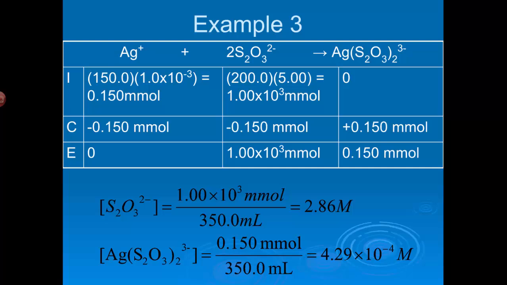So the concentration of S2O3 2 minus at equilibrium, 1.0 times 10 to the 3rd millimoles over the new total volume of this. When I add these together, I added 150 and 200 milliliters of the two solutions, so 350 milliliters of my solution is 2.86 molar. The concentration of the disubstituted ion is 0.150 millimoles, again divided by the 350 milliliters, or 4.29 times 10 to the -4th molar. So I've gotten the concentration of the ligand and the concentration of the disubstituted ion right there.